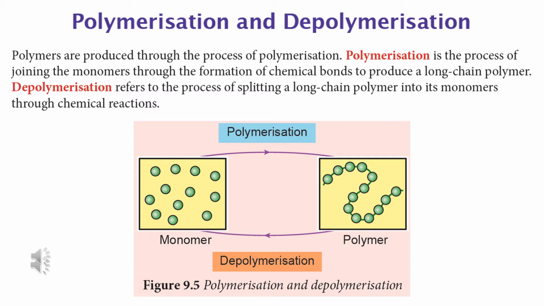Polymerization and depolymerization. Polymers are produced through the process of polymerization. Polymerization is the process of joining the monomers through the formation of chemical bonds to produce a long-chain polymer. Depolymerization refers to the process of splitting a long-chain polymer into its monomers through chemical reactions. Observe Figure 9.5 for easier understanding.